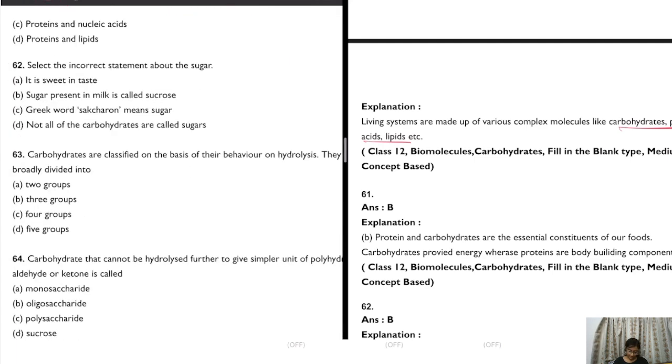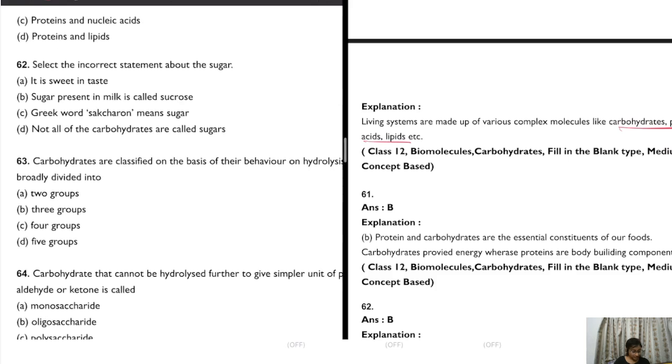Select the incorrect statement about the sugar. It is sweet in taste. We all know sugar is sweet. Sugar present in milk is called sucrose. This is wrong because it is lactose. In milk we have lactose. Greek word saccharon means sugar. This is also correct. And not all the carbohydrates are called sugars. This is also correct.